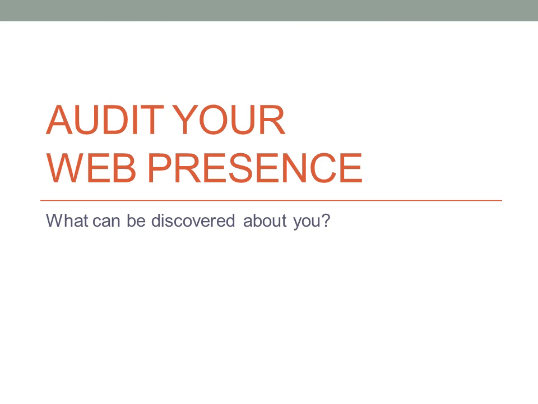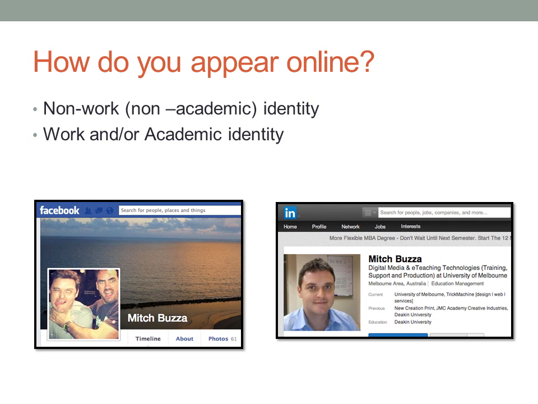The first task really is to audit your web presence. Find out exactly what it is that can be discovered about you. You might want to think of it just in these two easy blocks: your non-work identity and your academic or work identity. How do you appear online?